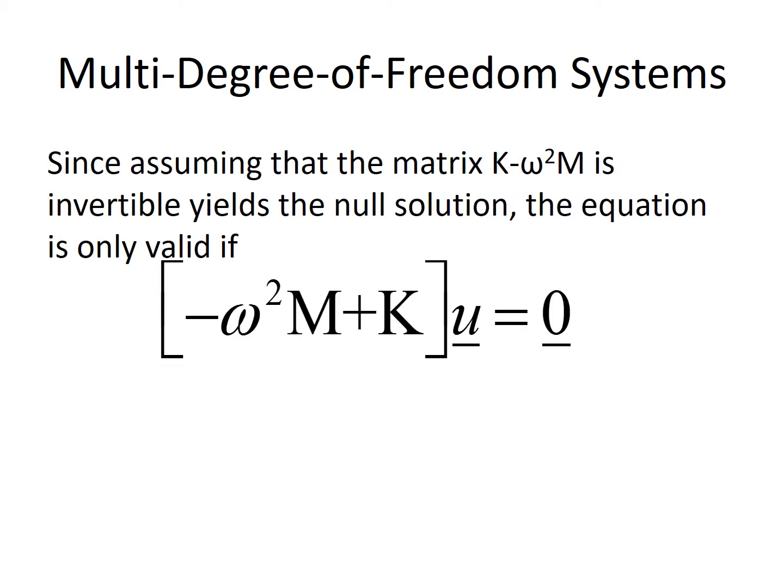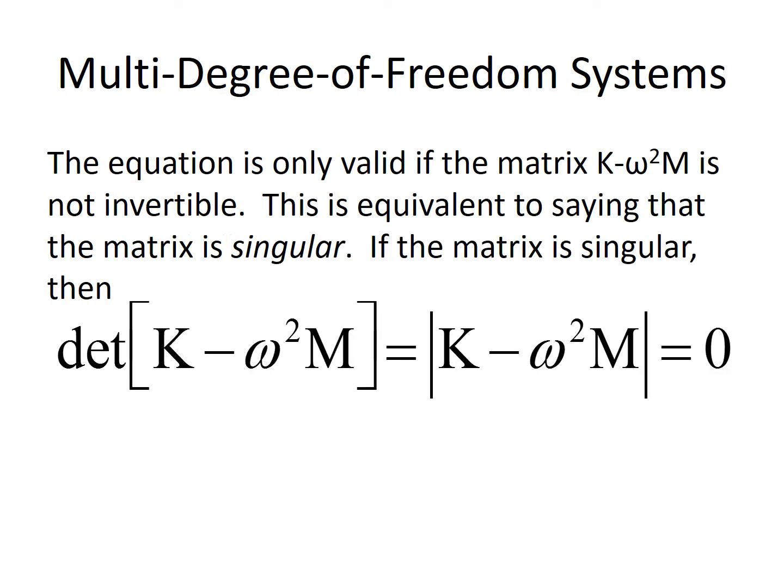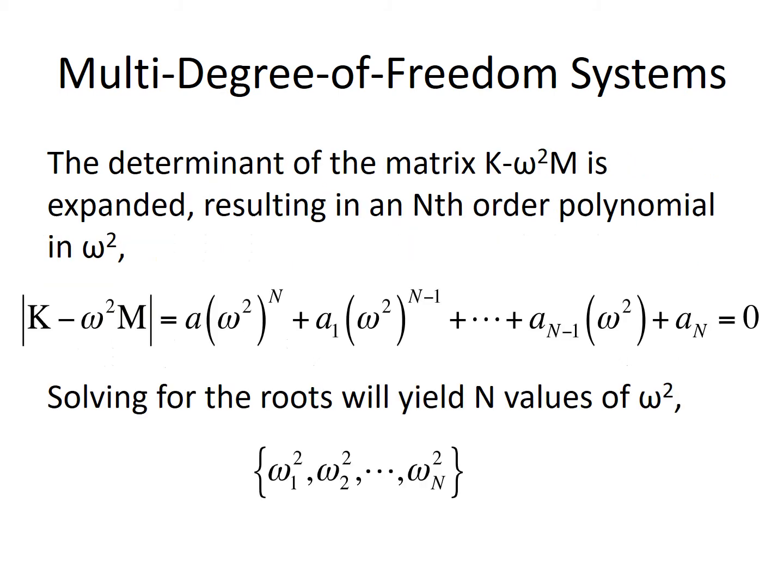Our next assumption is that the matrix minus omega squared M plus K is not invertible, which is equivalent to assuming that the n by n matrix in the brackets is singular. Rewriting the matrix as K minus omega squared M, we note that the determinant of a singular matrix is equal to 0. Expanding out the determinant of the matrix yields an nth order polynomial in the term omega squared. Solving for the roots of this polynomial will yield n values of omega squared. Generally, these are then ordered from omega 1 squared to omega n squared, where omega 1 squared is less than omega 2 squared, and so on.